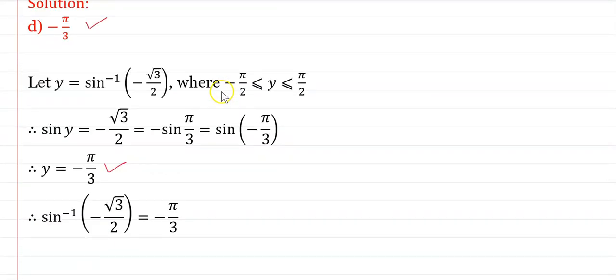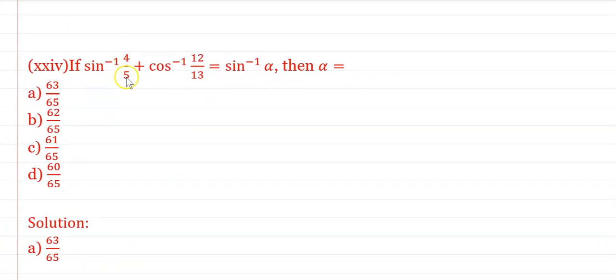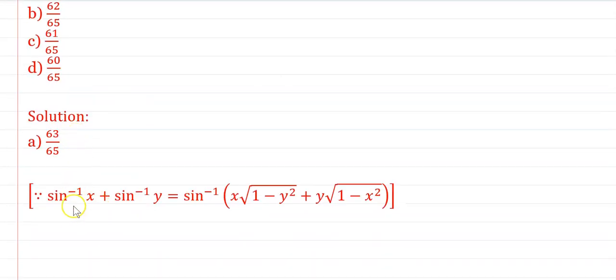Okay. Now, the next question. Sine inverse of 4 by 5 plus cos inverse of 12 by 13 is equal to sine inverse of alpha. Then alpha is equal to. These are the options. The option A is the correct one. And how is it? Sine inverse of x plus sine inverse of y is equal to sine inverse of x into root of 1 minus y square plus y into root of 1 minus x square. Therefore, we will write here.